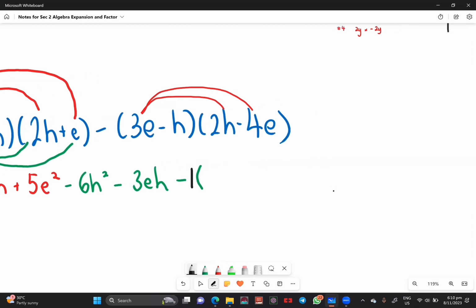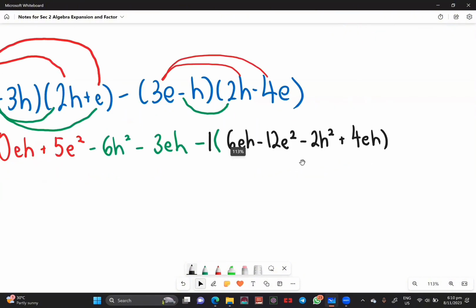3e times 2h, that gives me 6eh. 3e times negative 4e, that gives me negative 12e squared. So now we are going to go for the bottom rainbow. Negative h times 2h, that gives me negative 2h squared. Negative h times negative 4e, that gives me positive 4eh.